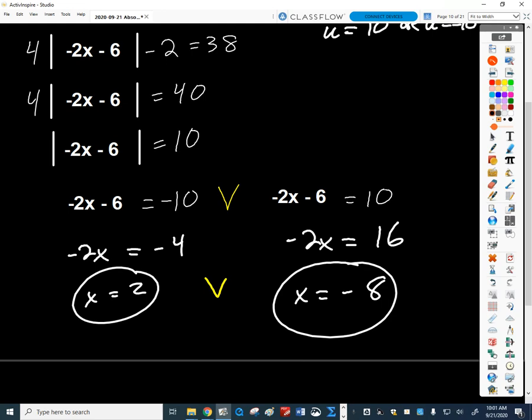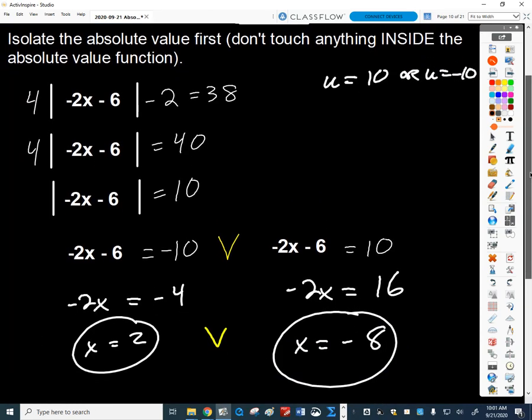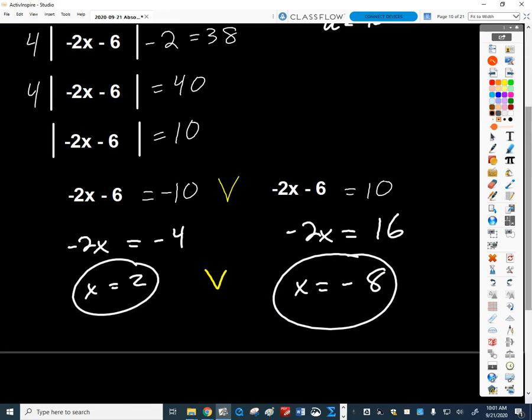So we're going to get 2 answers to this. x is equal to 2 or x is equal to negative 8. All right, will those both work? How would we know if both of those worked? What would we do with our answers? Substitute them back in. Yeah, we could just plug them back into the original to see that they both work. And they would in this case.